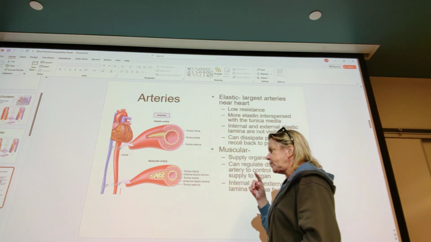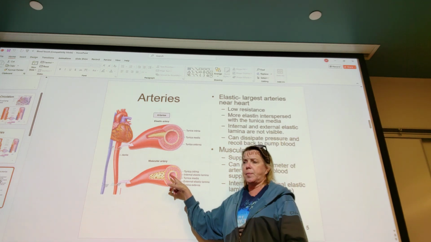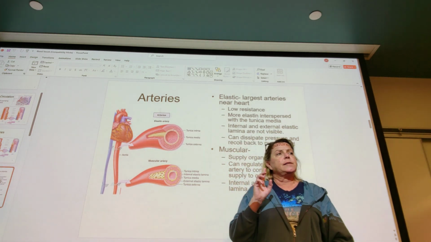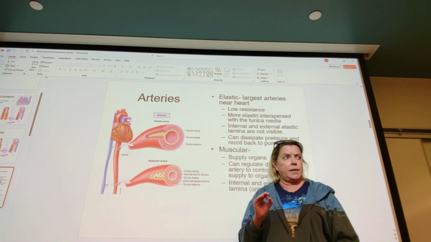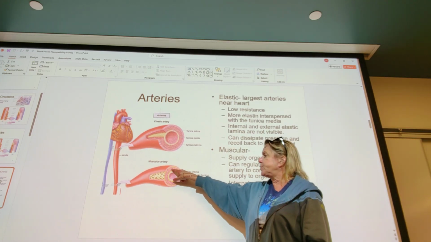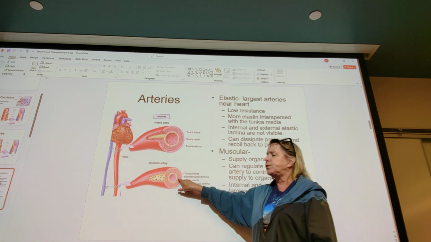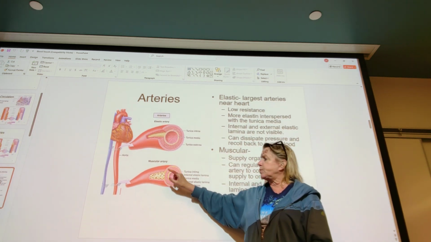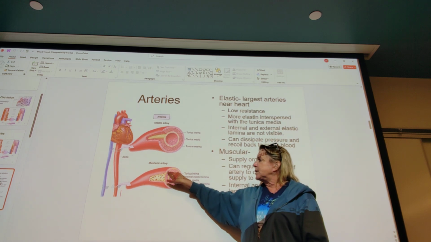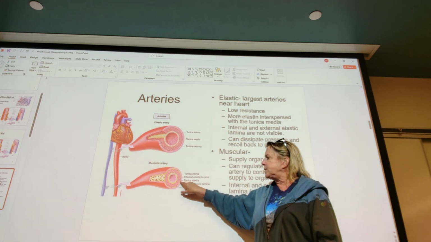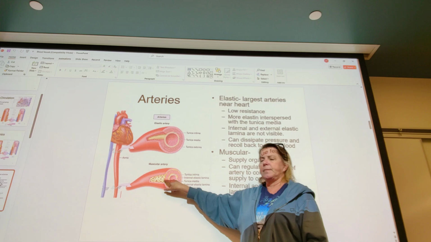They also have great elastic properties, but their elastin tissue is organized in a different way. They are not interspersed between the tunica media smooth muscle cells. Rather, they are arranged in a sheet. And another word for sheet is lamina.